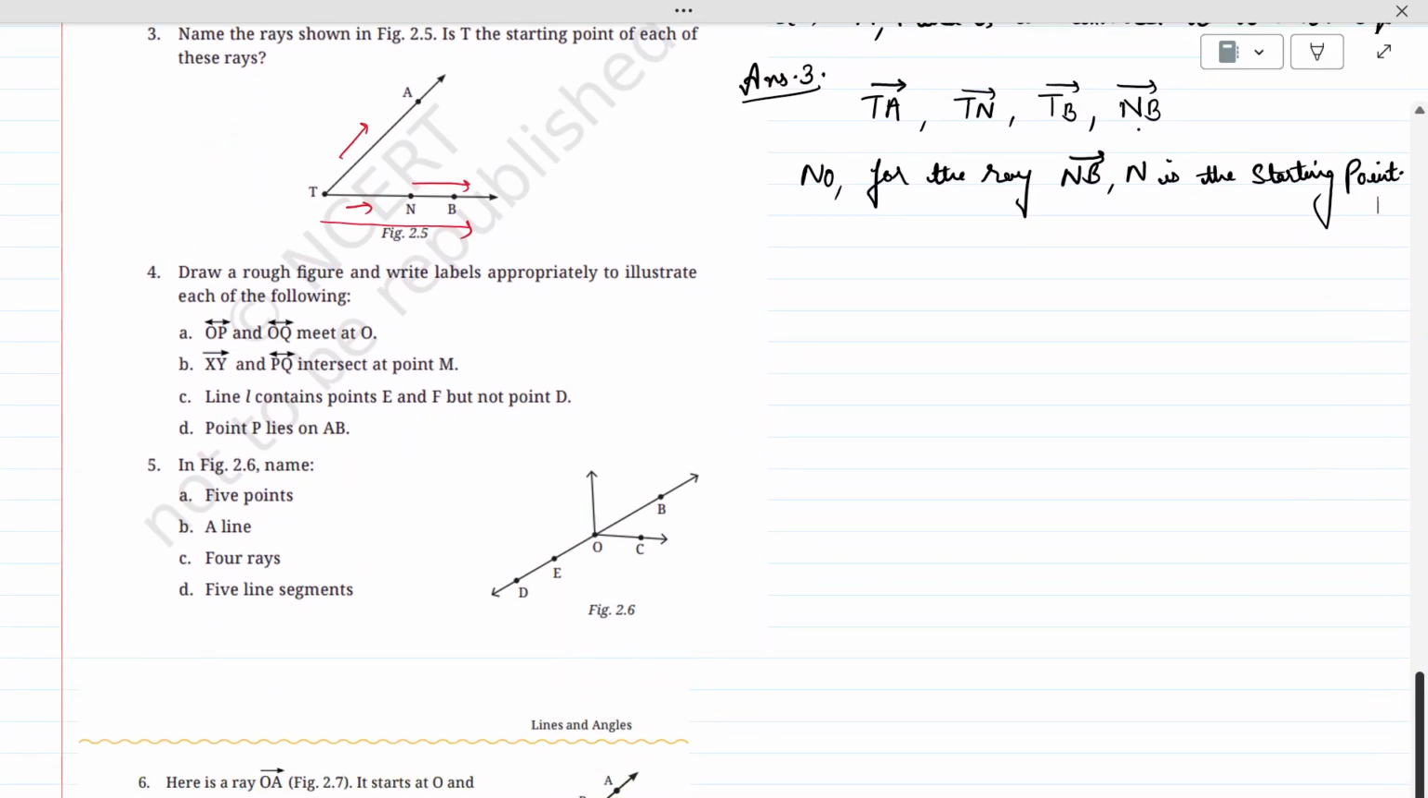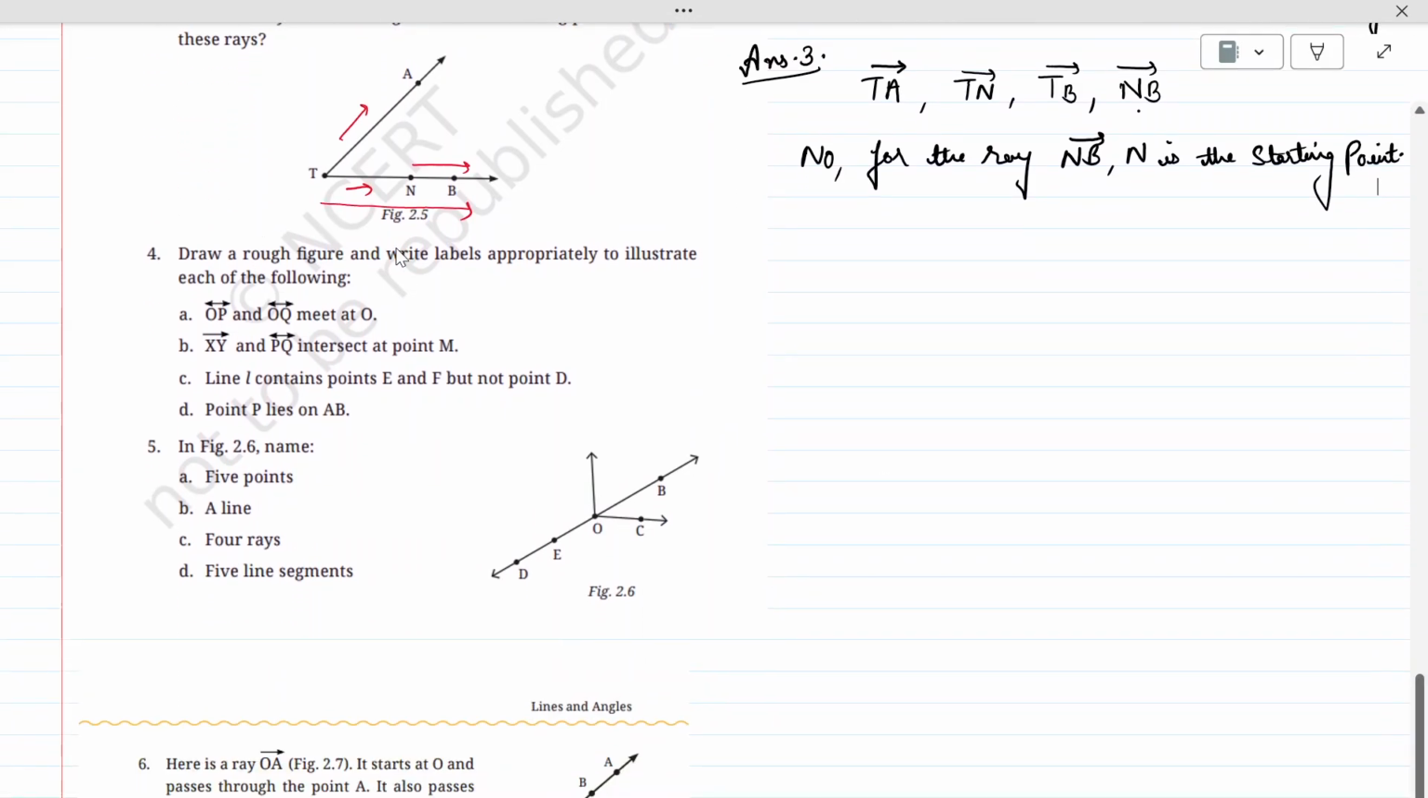Next we have, draw a rough figure and write the labels appropriately to illustrate each of the following. What we have to do is make different figures here according to the question given. Okay, so let us try to do this. Answer number 4.